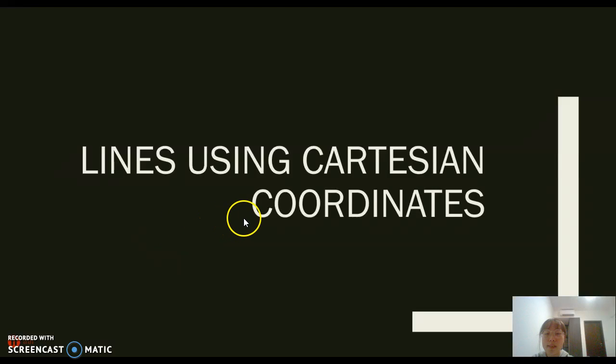Hello everyone, I'm Wei Jing from class 1FO2 and today I'll be showing you guys how to draw lines using Cartesian coordinates.